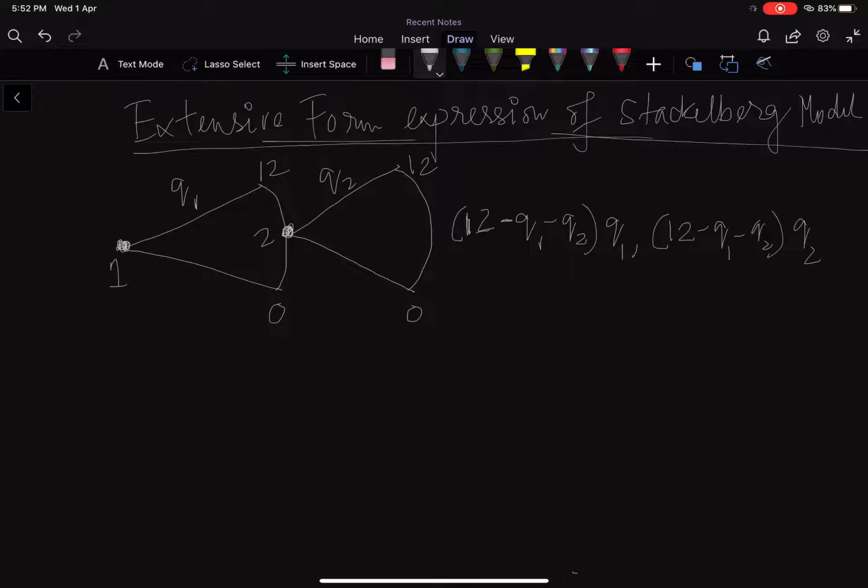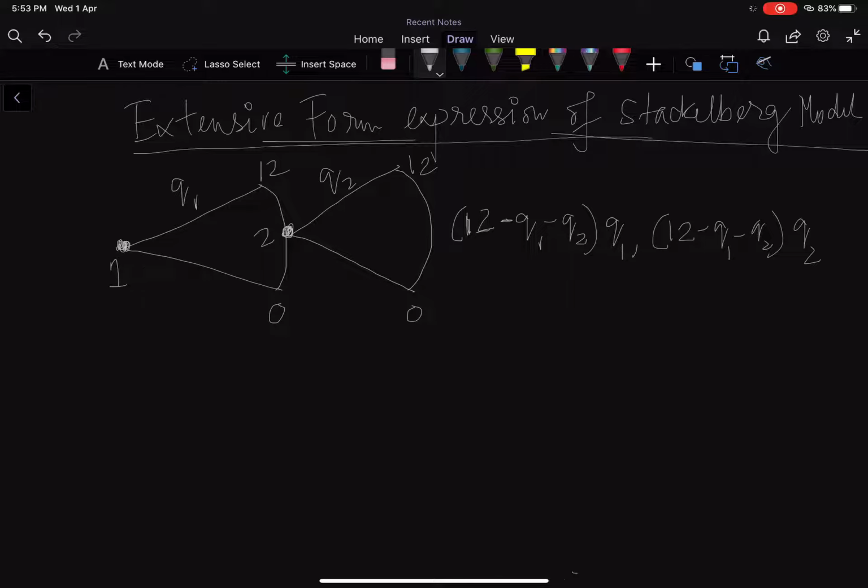Now this is a game where there are no non-trivial information sets. Why? Because firm 2 observes what firm 1 has chosen. So firm 2 knows exactly where it is located. Okay, so in this game we can apply backward induction.